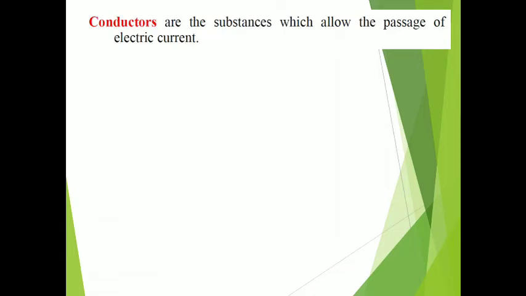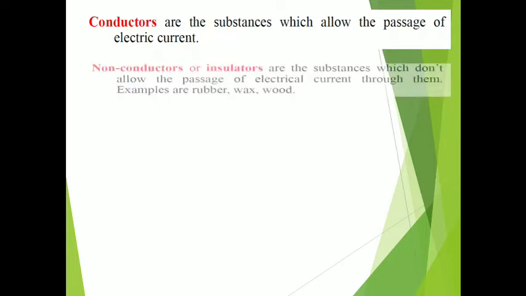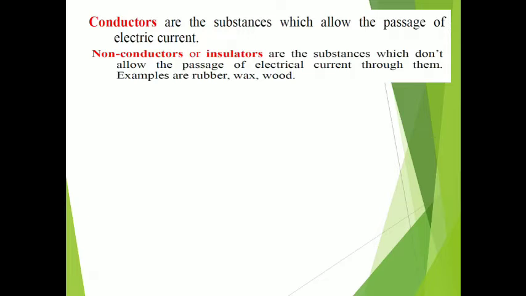First one is, what do you mean by conductors? Conductors are those substances which allow the passage of electric current through them. And what are insulators? Insulators are the substances which don't allow the passage of electric current through them. When we use the term conductor, some metals, wires, copper wire, nichrome wire come to our mind. And insulator examples are rubber, wax. We already know that. Now types of conductors.